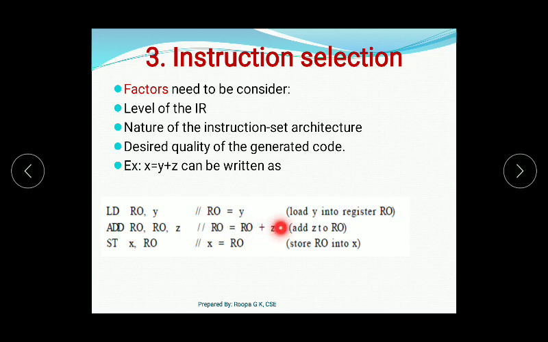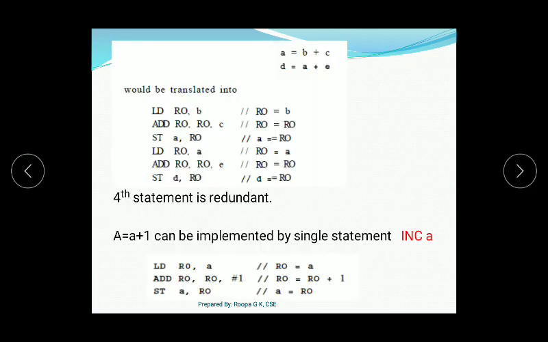See here R0 = R0 + Z. And then what is the storage location where we have to store the result? In X. So the store instruction ST X, R0. The contents of R0 are stored from the register to the memory location X. So for this instruction, we need these three machine instructions. We are using mnemonic assembly language instructions. Just an example. Another example, consider the instructions a = b + c and d = a + e. This is translated into these six instructions.